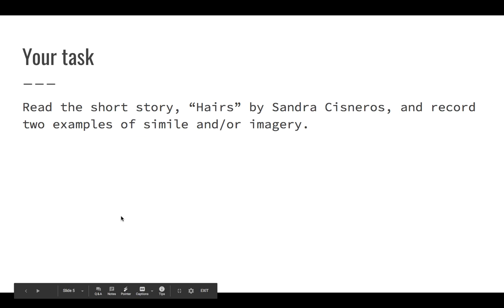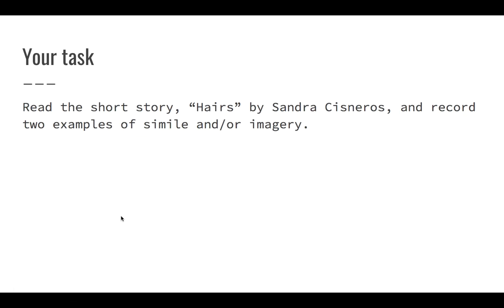So what I want you to do is read the short story Hares by Sandra Cisneros and record two examples of simile and or imagery. I put the and or there because you can record two similes, you can record one example of simile and one of imagery, or you can record two examples of imagery. What I ask though is that you label it: simile number one, simile number two, imagery number one. But you just need two examples of simile and or imagery.